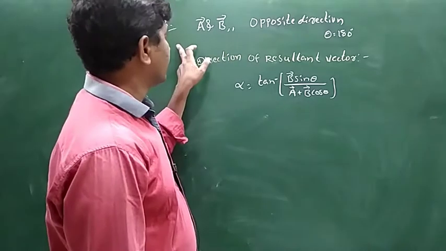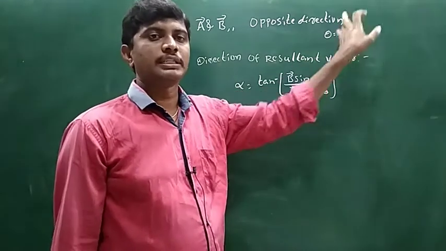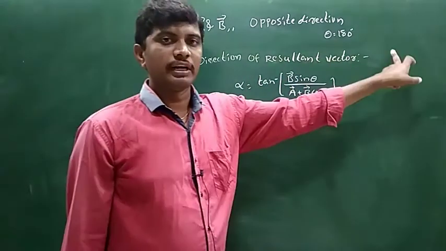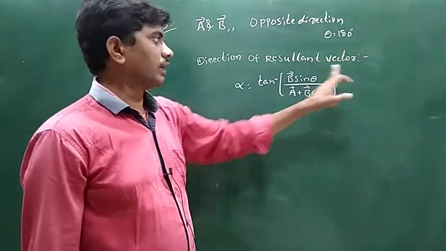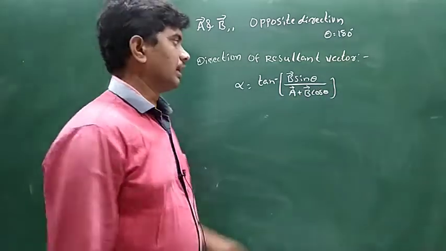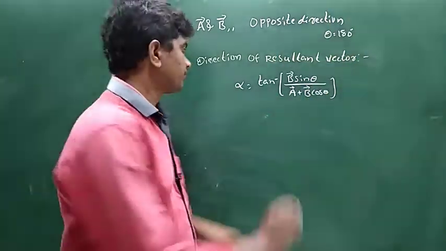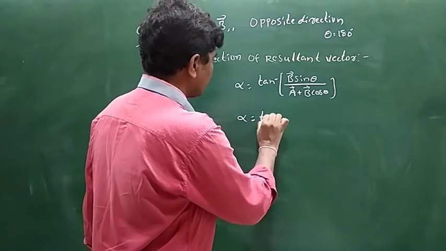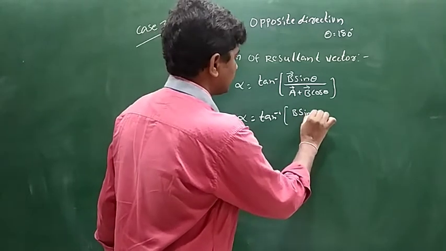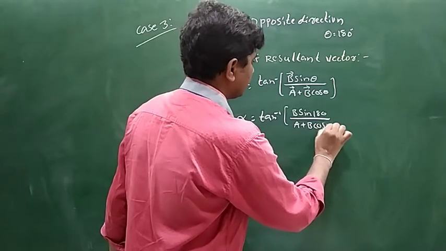Next, the case 3: a and b are two vectors in the opposite direction. Opposite direction is theta equal to 180 degrees. To find out the direction of the resultant vector, the formula is alpha equal to tan inverse b sin theta by a plus b cos theta. Substituting theta equal to 180 degrees, because it's the opposite direction of the two vectors, alpha is equal to tan inverse b sin 180 degrees by a plus b cos 180 degrees.